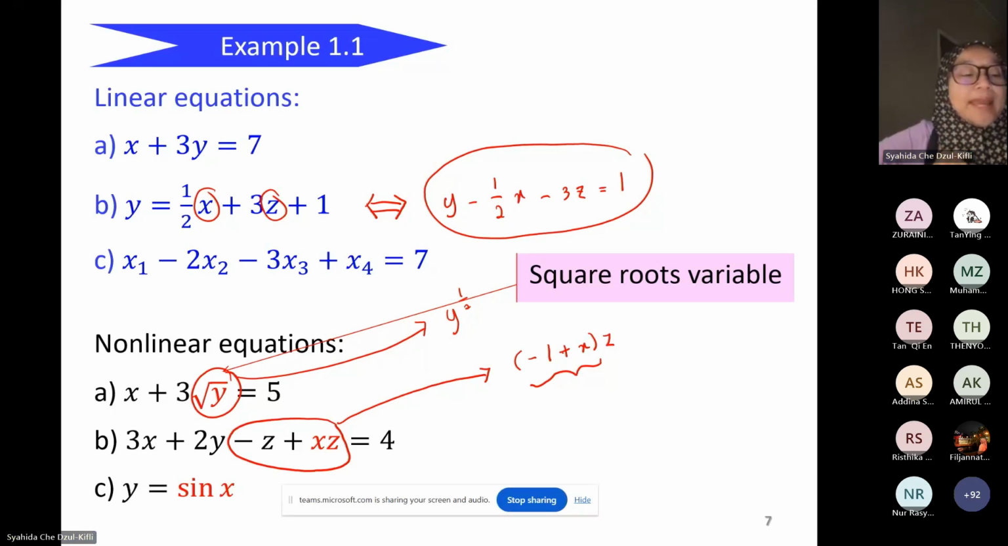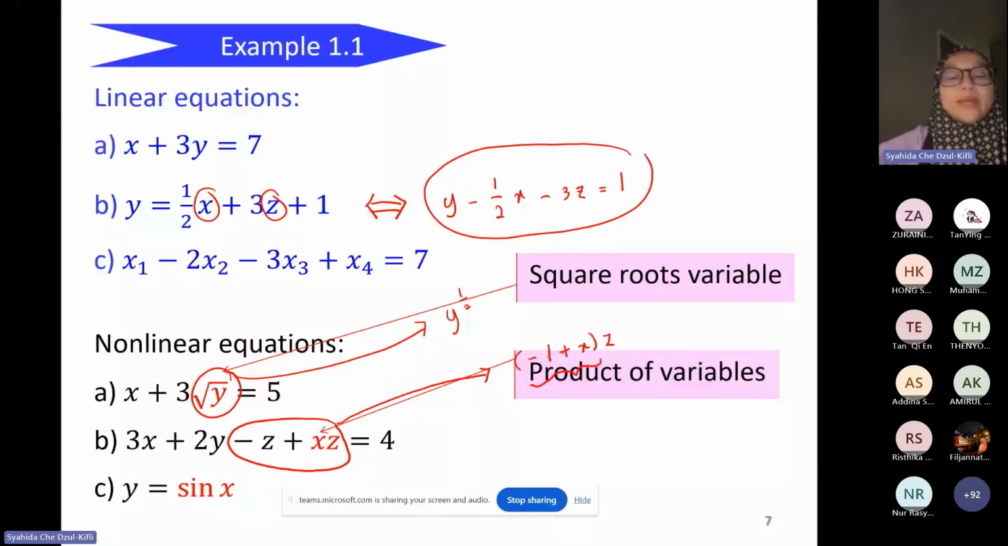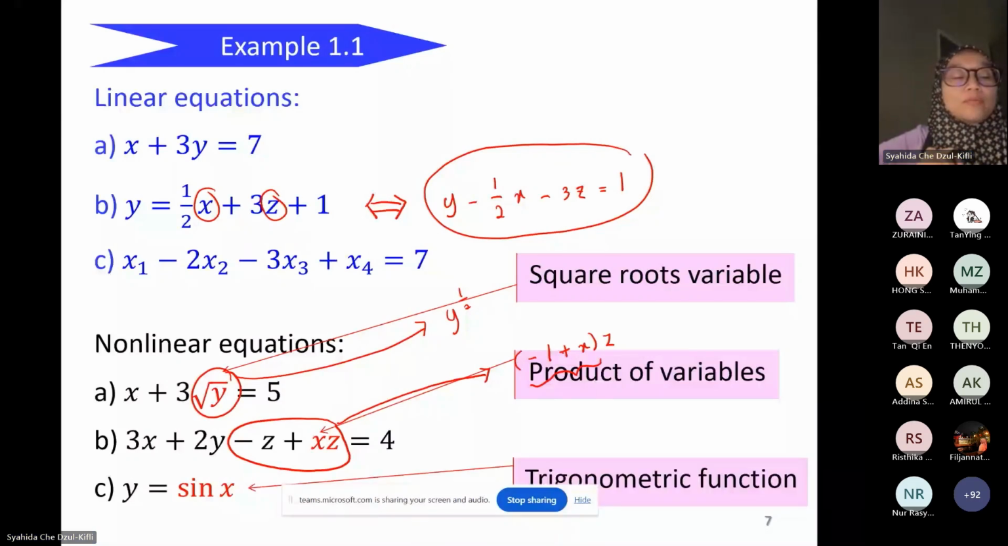Okay, and C, on the left hand side, we have the trigonometric function sine x. So obviously C is not in the form of a linear equation. C also is not a linear equation because we have a trigonometric function of the variable x. Okay, I guess that's clear.